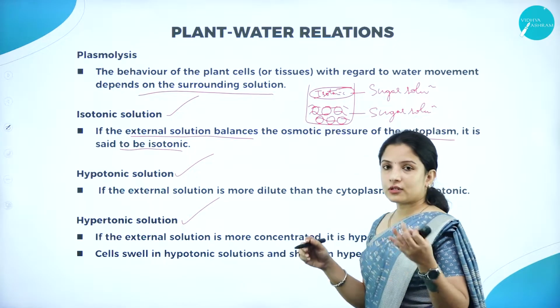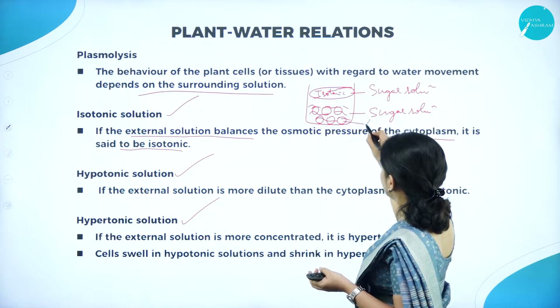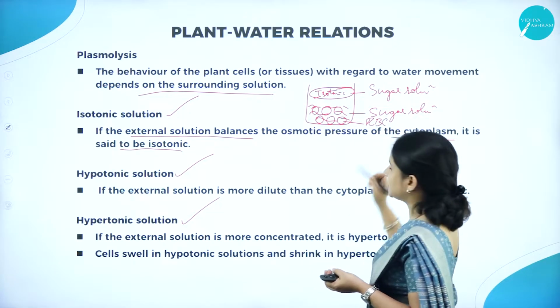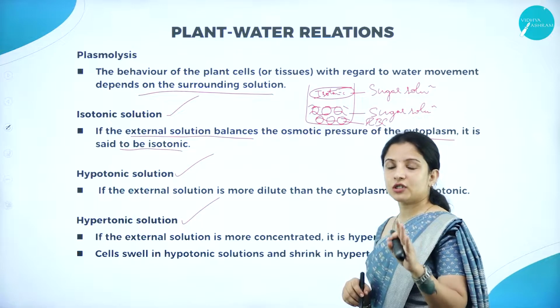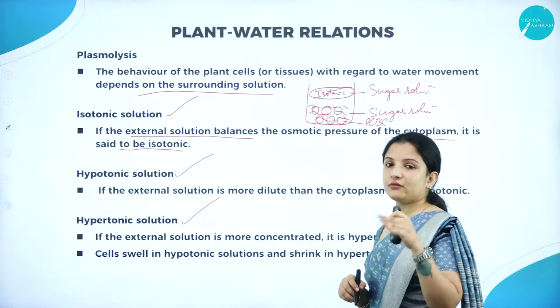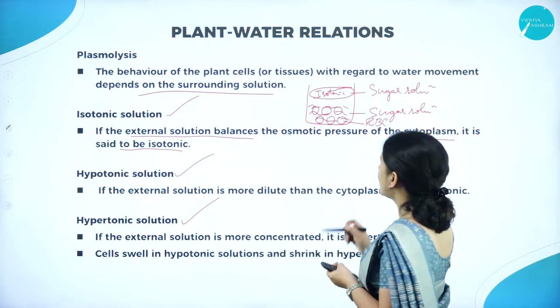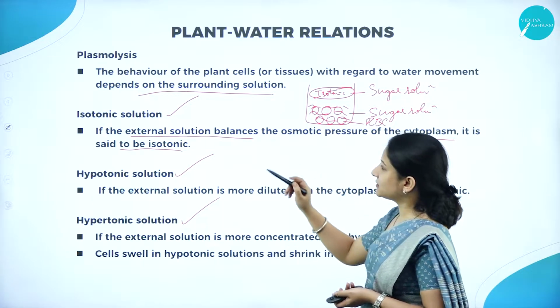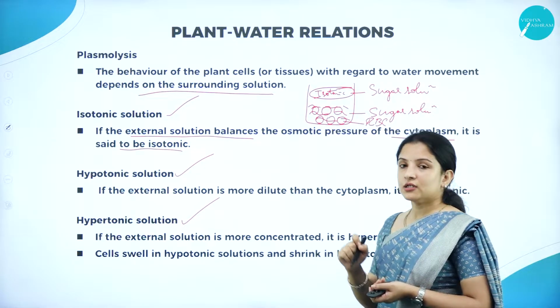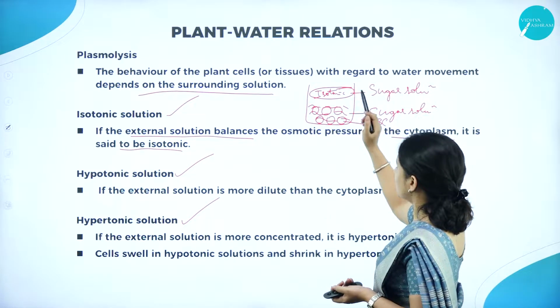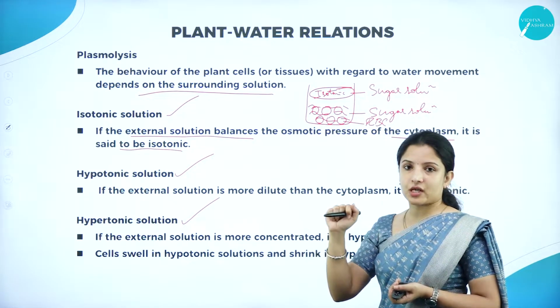And also here I'll take the example of the blood, that is RBC, red blood cells. So red blood cells also contain sugar, right? They have cytoplasm wherein they also contain the sugar. And here what it means is the external solution should balance the osmotic pressure. So here the external solution balances the osmotic pressure.